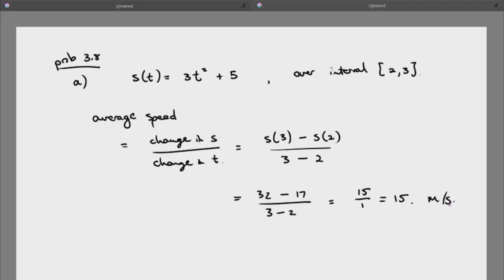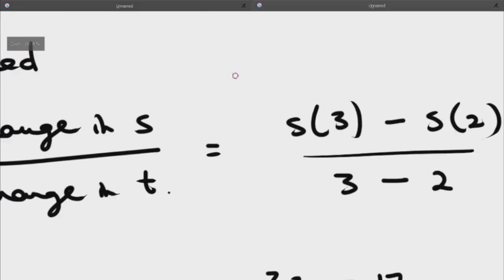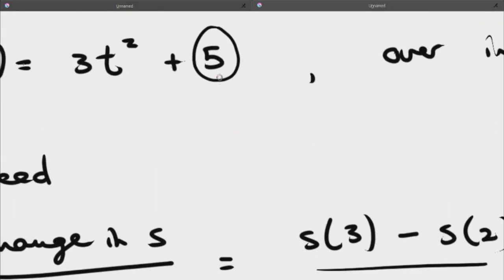I just don't understand how you got the 32 minus 17. I don't know. Can anyone verify my calculation? Is the 32 correct? What was that, an S3 minus S2, or is it 5? See, this is a 5. Oh. This is a 5. This is an S.